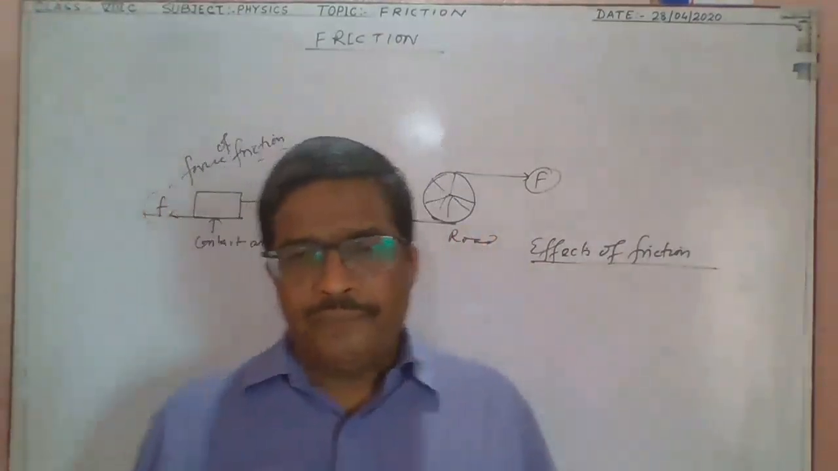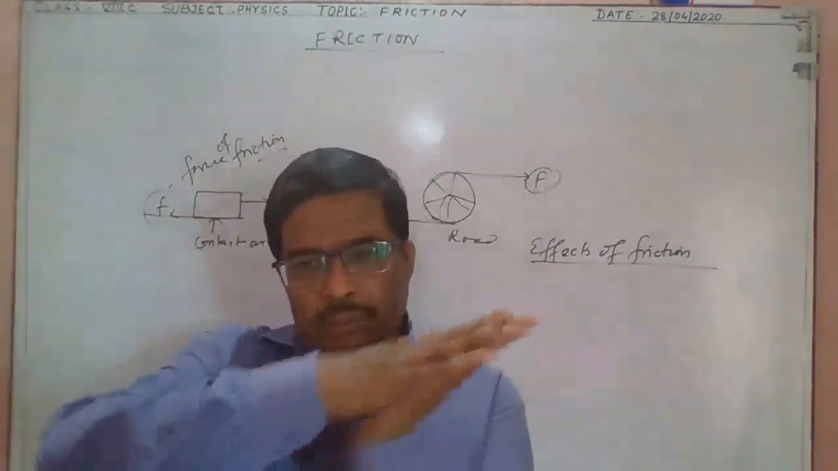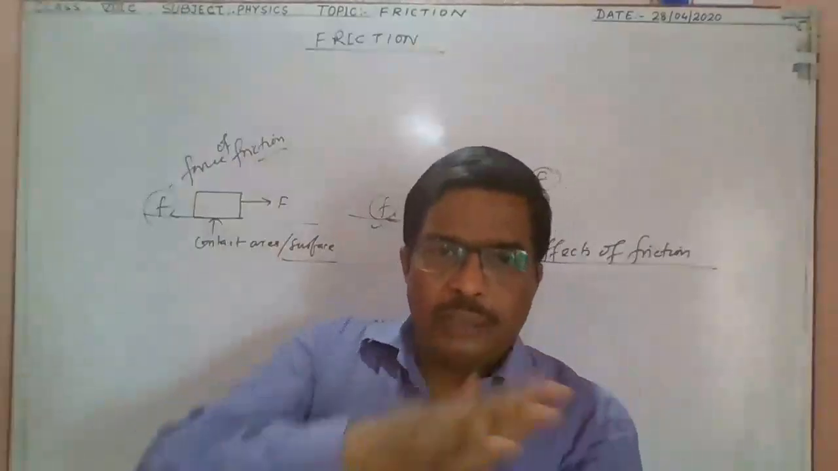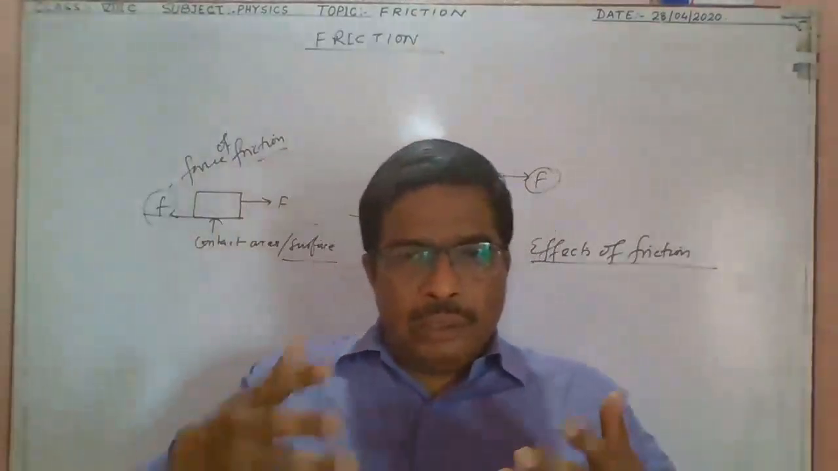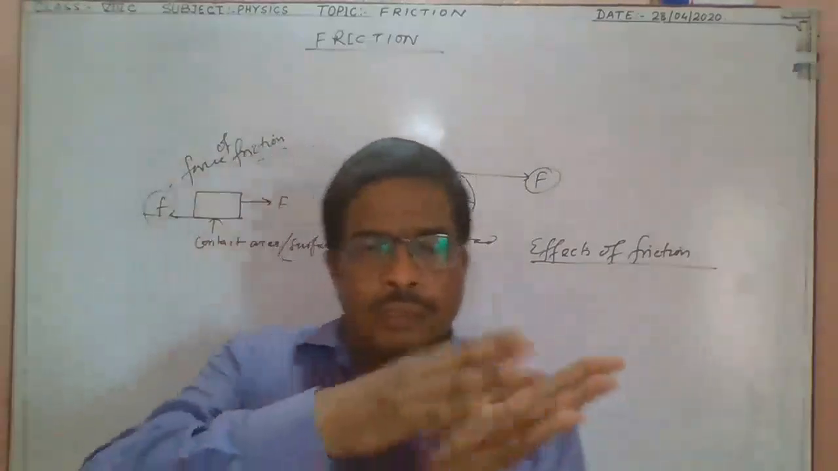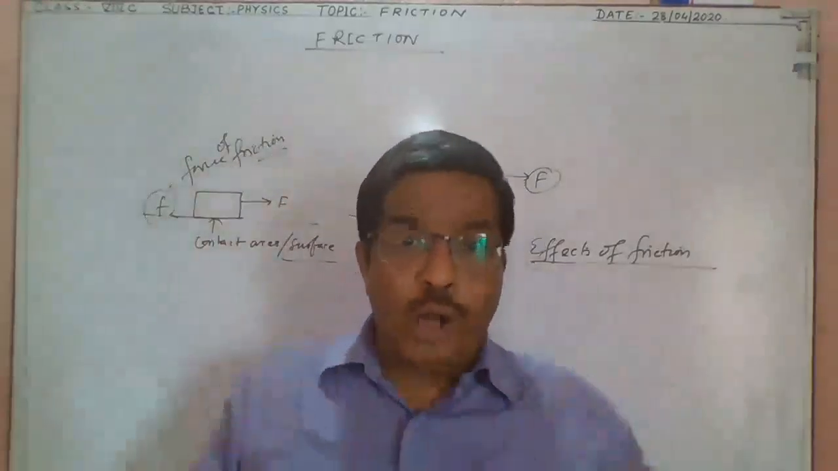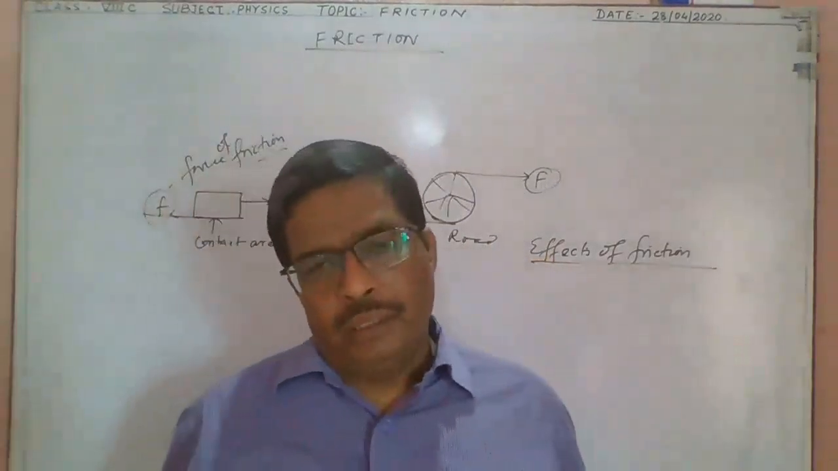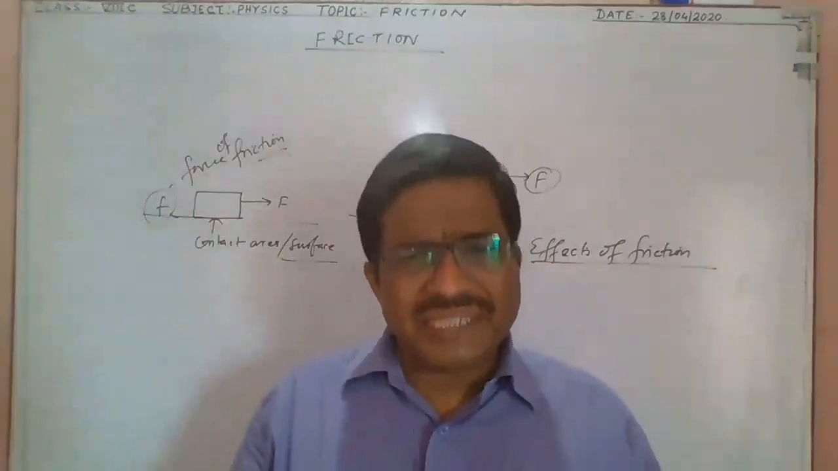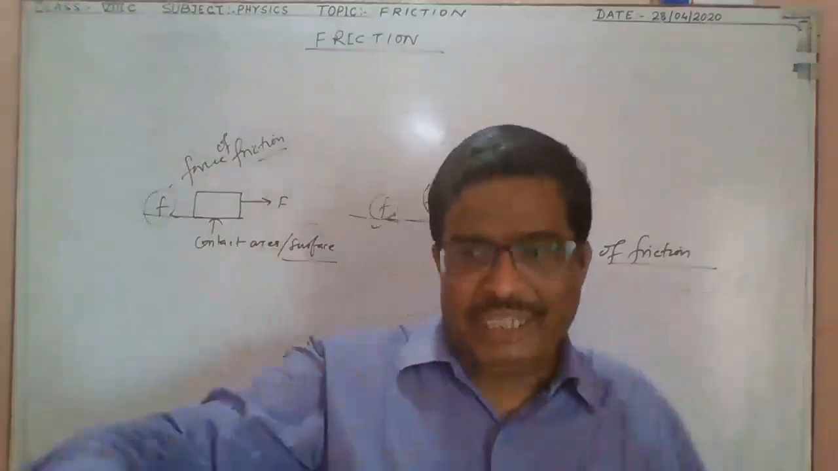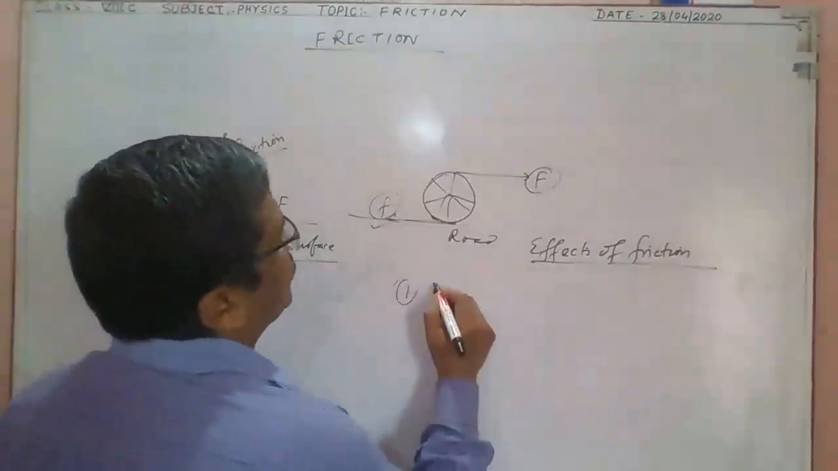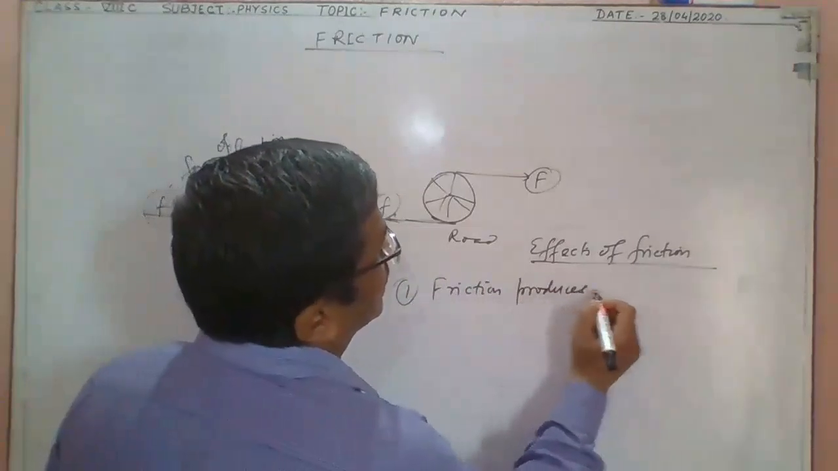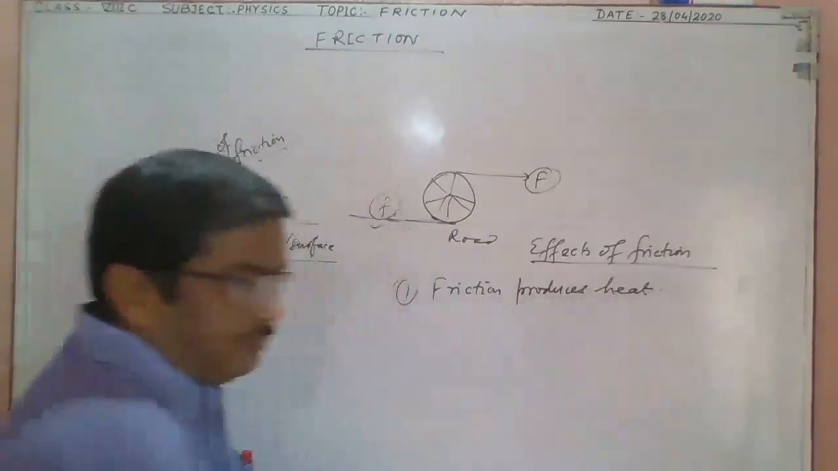all of us have experienced that when you rub both palms one over the other, what do you feel? The objects which move one over the other become hot. So the production of heat is one of the effects of friction. Friction produces heat.